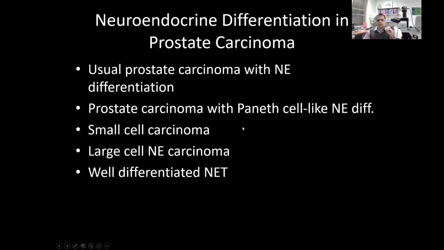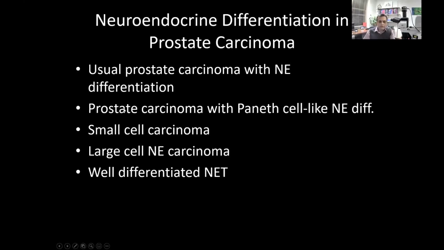So typically we see neuroendocrine differentiation in most usual prostate carcinoma. It's just that we don't do neuroendocrine stains in that setting because we don't think it will be useful, right? But if you do the stains, you will see that many prostate carcinomas will have some cells that are positive for synaptophysin and chromogranin, and this has no implication. And then we will discuss this other entity.